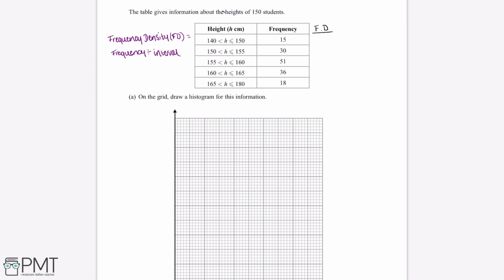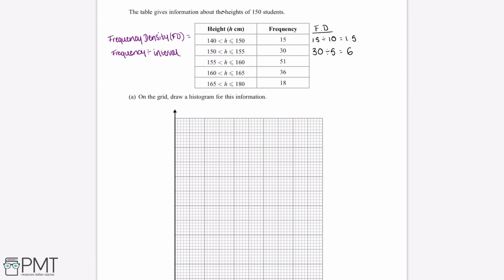So if we start off with the top one, we have a frequency of 15 and then the interval between the heights 140 and 150 will be 10. So our frequency density is equal to 15 divided by 10, which gives us 1.5. For our second piece of information, we have a frequency of 30 and our heights are between 150 and 155 centimetres, meaning we have an interval of 5. So our frequency density will be 30 divided by 5. And this gives us an answer of 6.